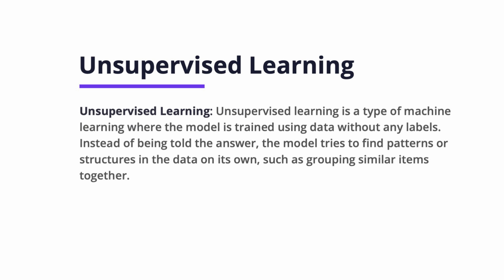Unsupervised learning is a type of machine learning where the model is trained using data without the labels. Instead of being told the answer, the model tries to find patterns or structures in the data on its own, such as grouping similar items together. So in that case, with the property value data that we had, we would have the values for the square footage, the number of bedrooms, number of bathrooms, and the lot square footage, but we wouldn't know the price. And so in that case, we would be grouping together similar properties to see if there were commonalities among them in terms of other characteristics like the value.